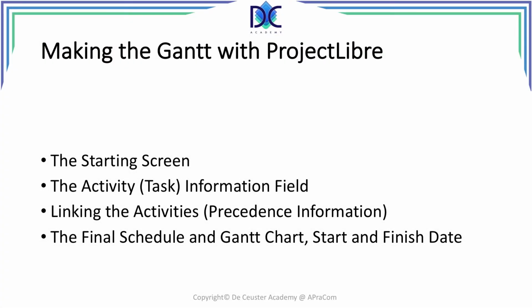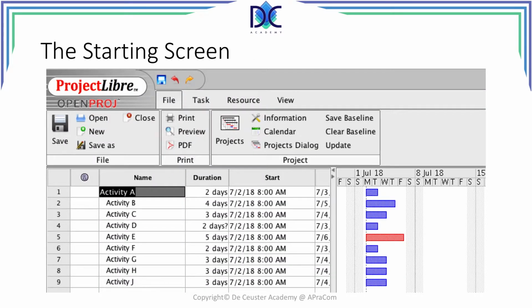In the previous session, I added the activities to ProjectLibre, and now I will look at the task information or activity information field, link the activities, and create the final schedule of the Gantt chart with start and finish dates. This was the end screen of the previous session, and it will be the start screen for this session.